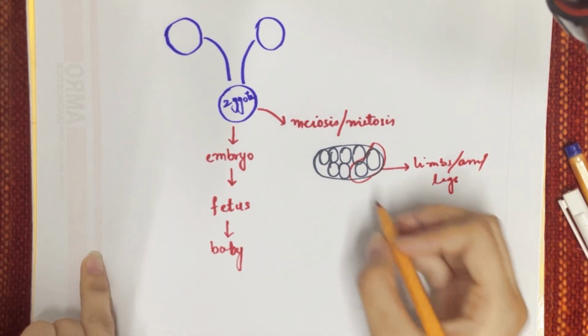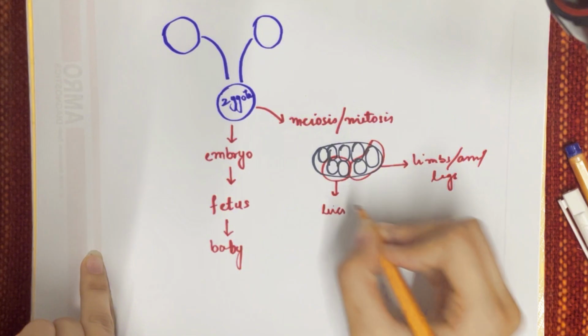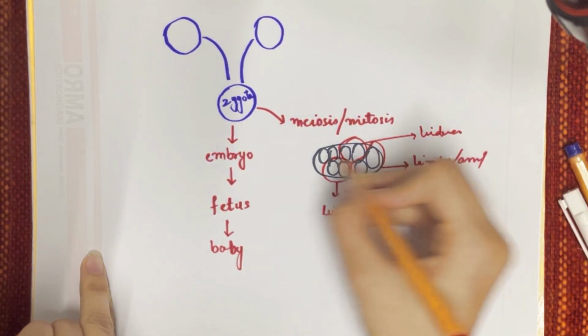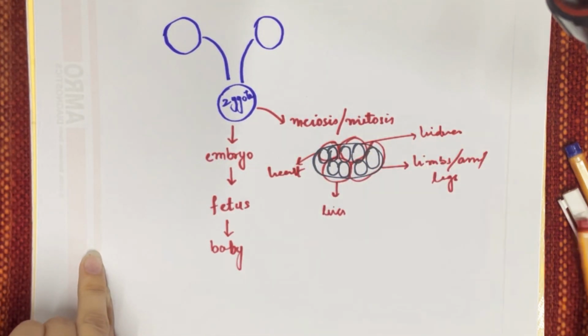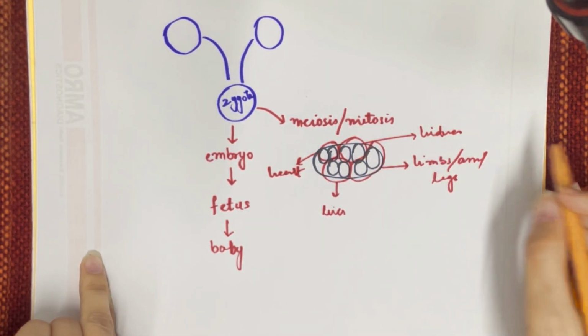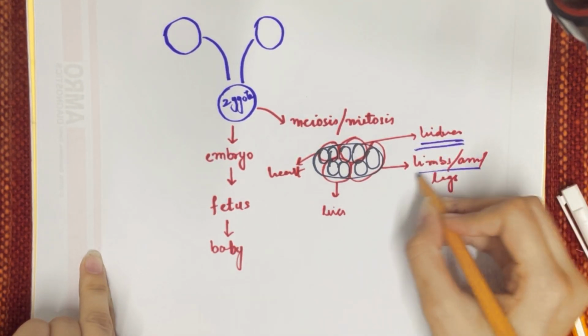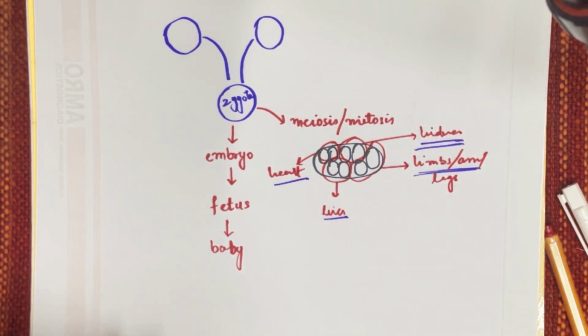The rest of these two cells are responsible for making, let's say, the liver. The rest of these two cells are responsible, let's say, for the kidney. And these two are responsible for the heart. So each divided cell is responsible for the formation of certain organs, say limbs or liver or heart or any other organ, maybe the pancreas.